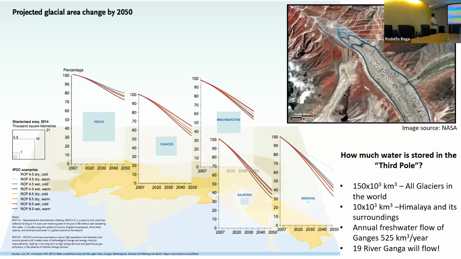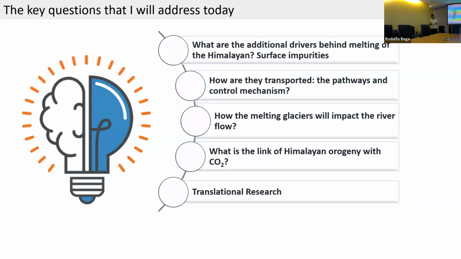Given that backdrop, when I moved back to India, I started research on the Himalayan domain, and it has almost been 14 years that we have been working on it. I tried to stitch together a story of all the dissertations produced from my lab. I will only talk about a few key things. The first question I would try to address is what are the additional drivers of why the Himalayan glaciers are melting? I emphasize the word additional because we all know that the temperature is rising and they are melting.